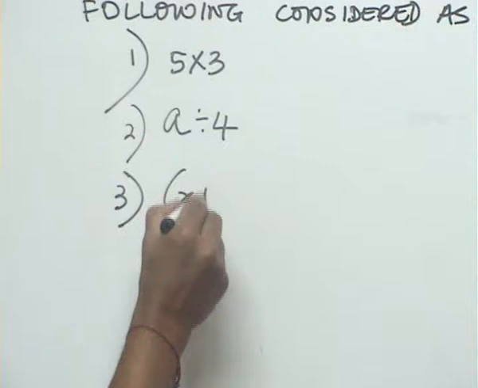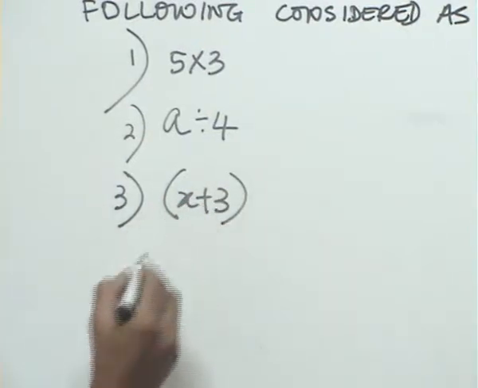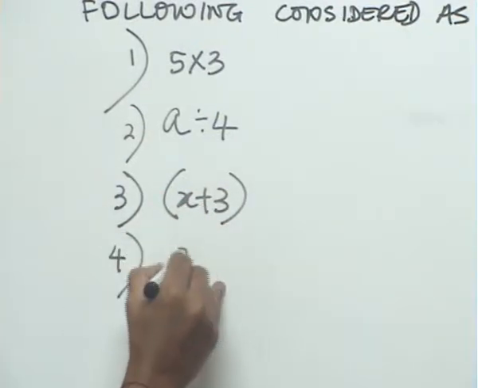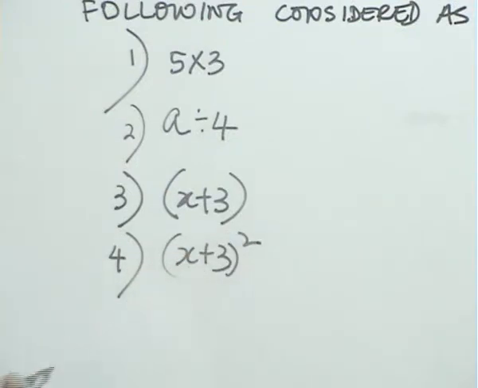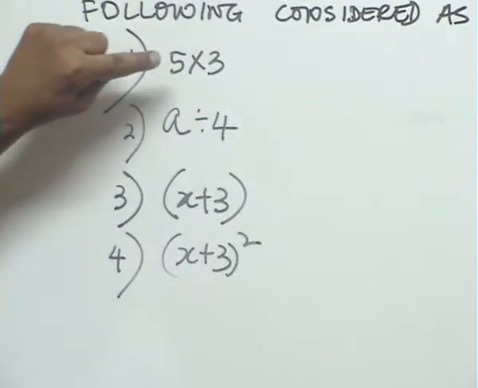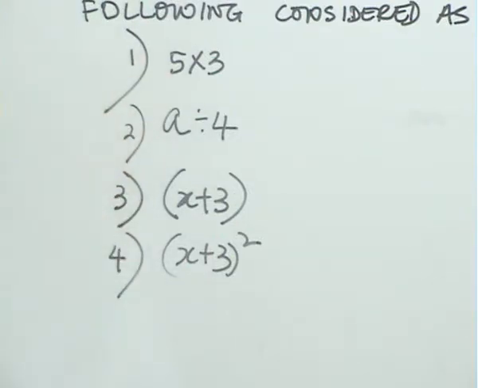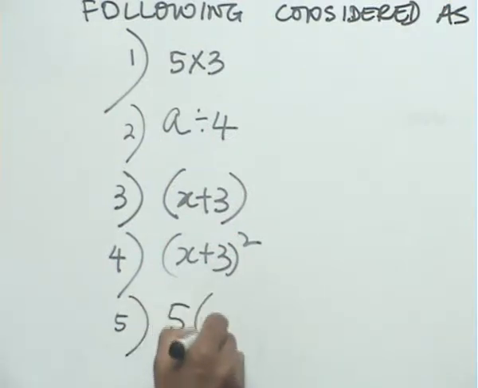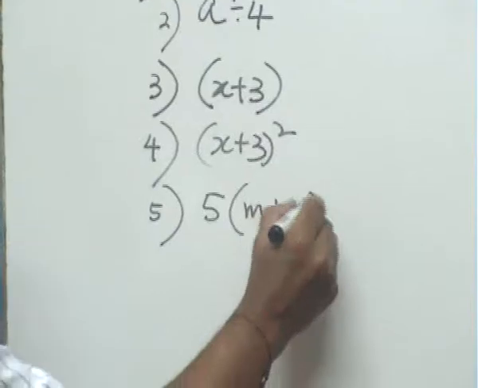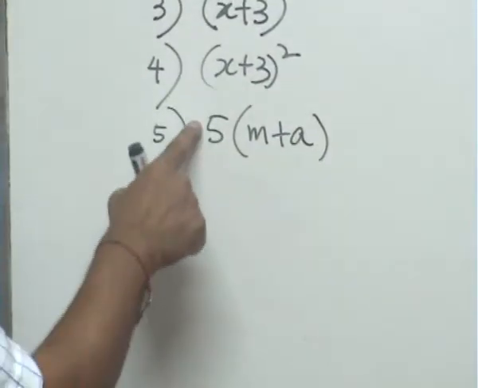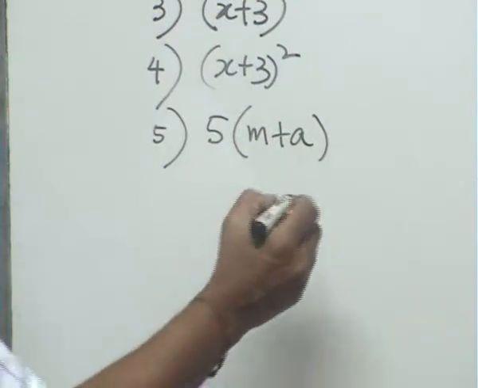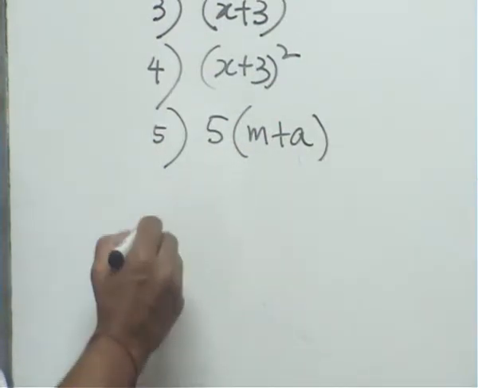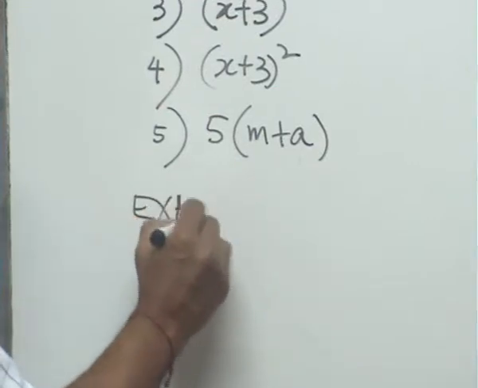And if I give you a bracket like this, then this whole thing is considered one term. If I give you a bracket like this, never mind it is squared, it's also considered as one term. So these are examples where they are all considered as one term. Even this one here, 5 into m plus a, is considered as one term because there's a plus sign here, and then from here we're moving to look for some other term over here. So let's take an example.